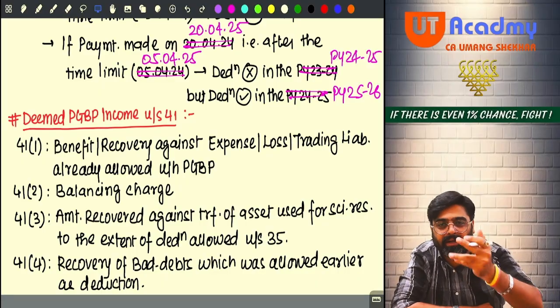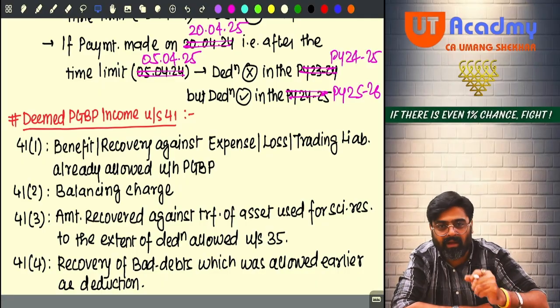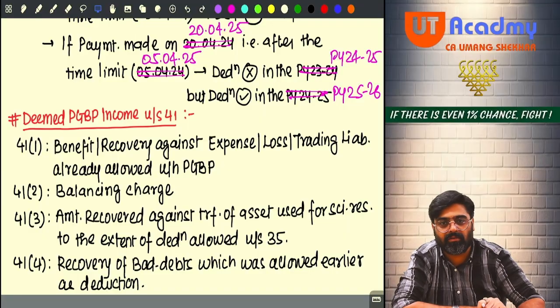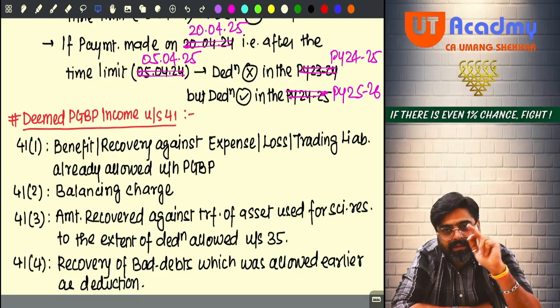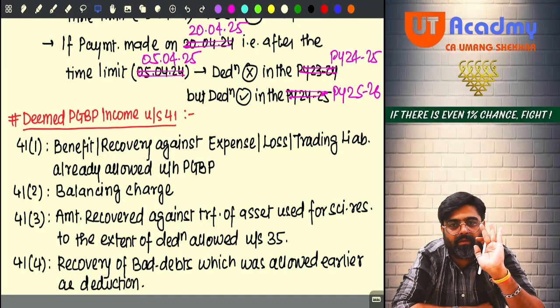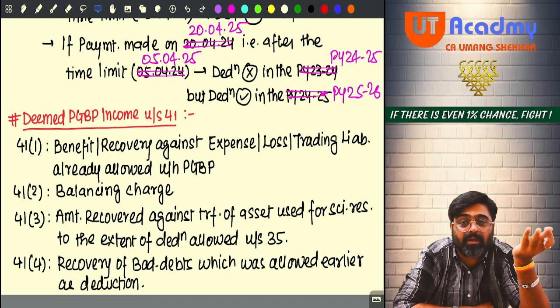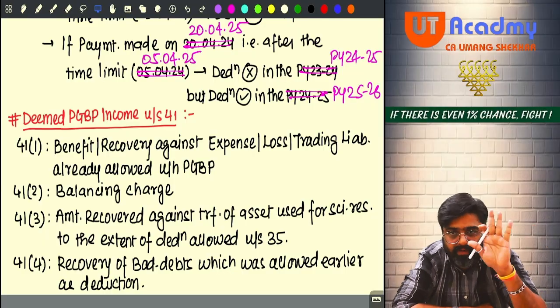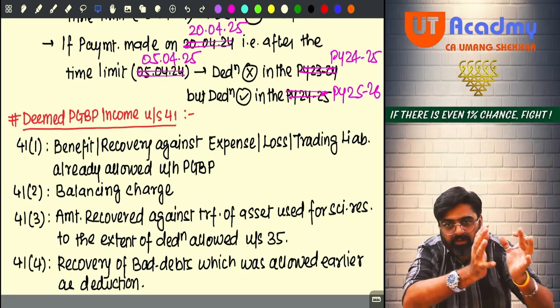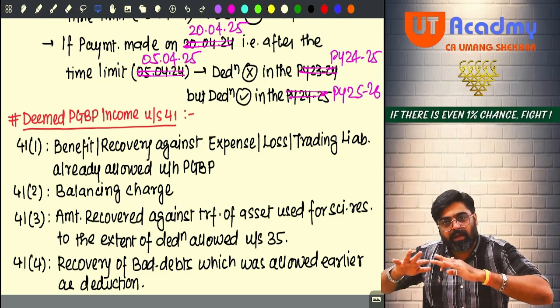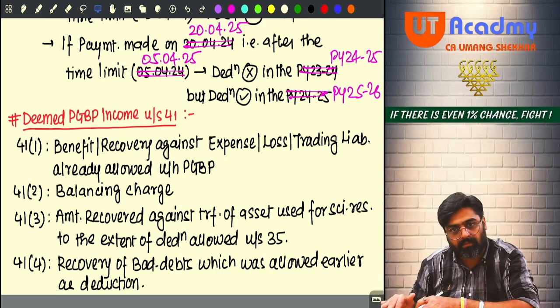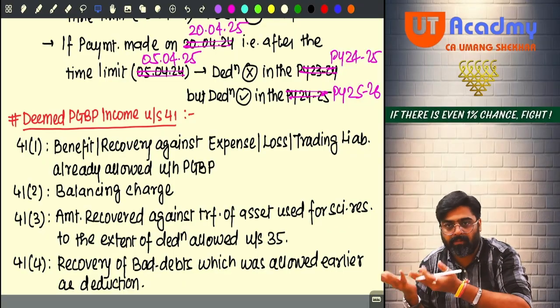Trading liability means creditor. Bills payable, they are not trading liabilities. You have taken the deduction, no? For expense, for loss, for trading liability, under the head PGBP, you have taken the deduction, no? So this expense, this loss or this trading liability is already allowed as a deduction out of my PGBP income. So to that extent, I have reduced my PGBP income.